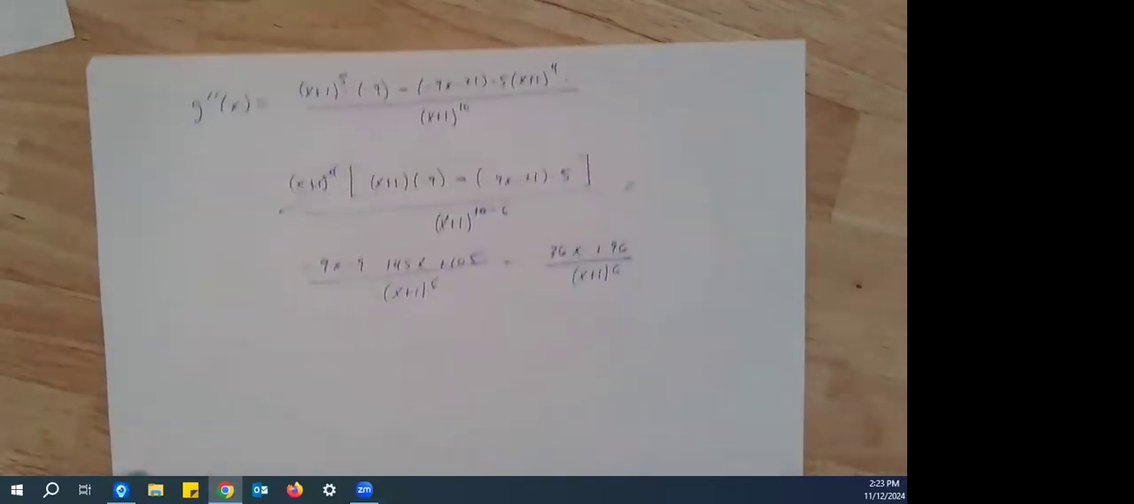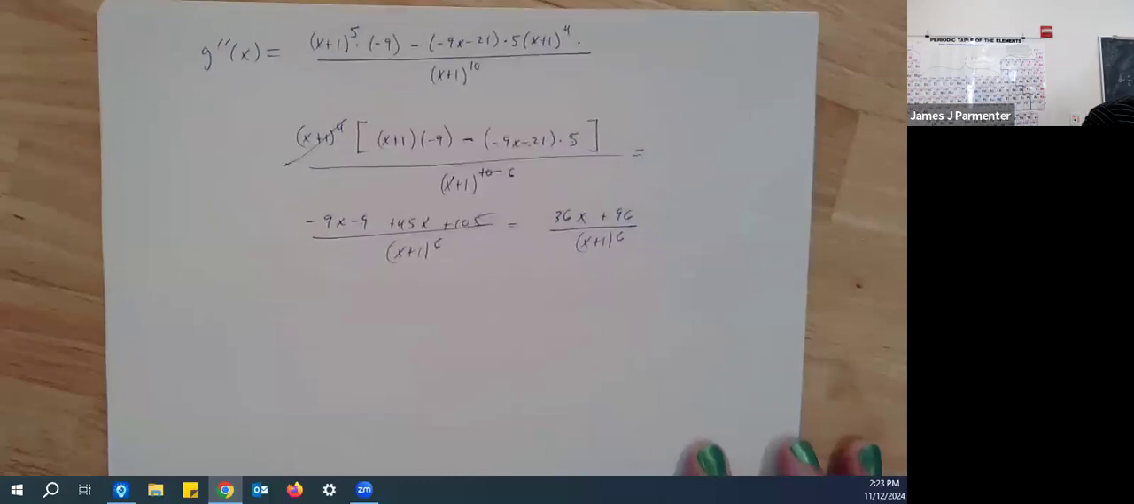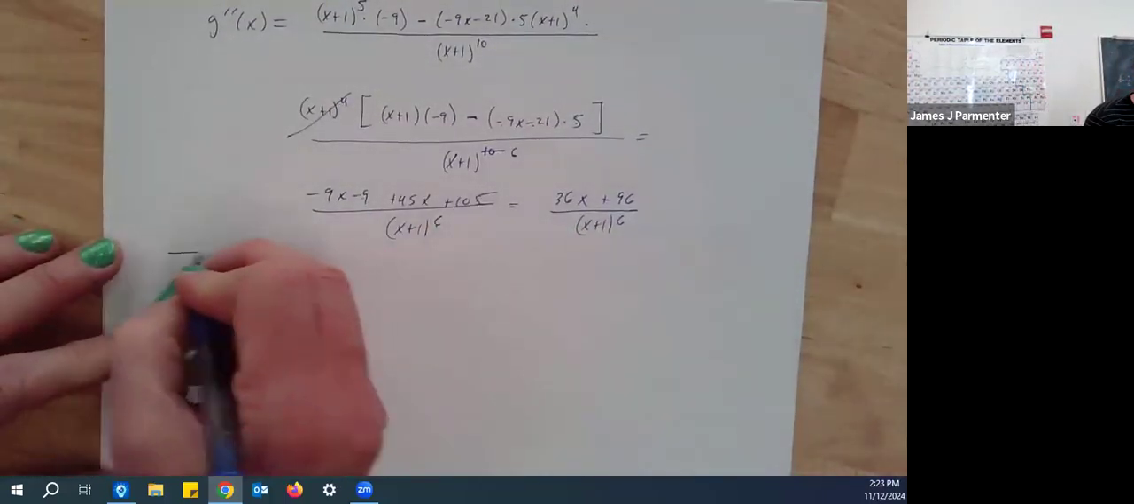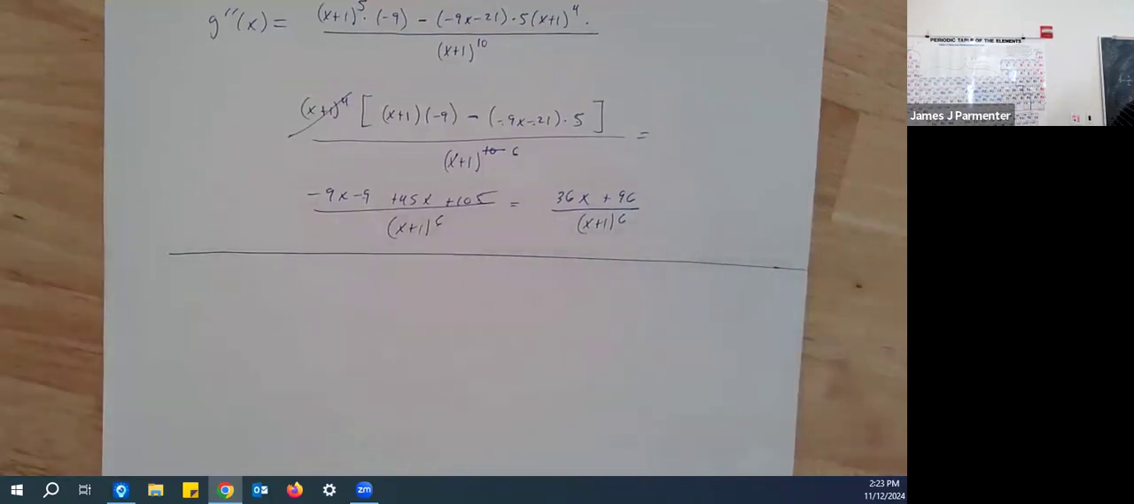A lot of people ask for more complicated derivatives, so I'm trying to give you what you want. Let's look at something like this. Oh yeah, where'd that one go?